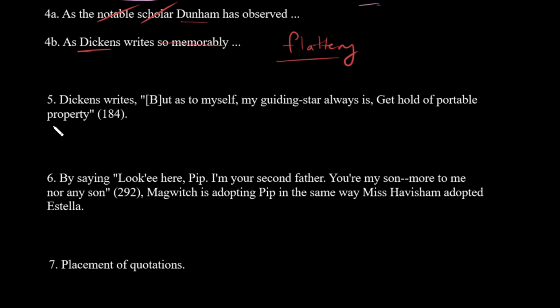Number 5. This is another common one in literature essays, and this is where we have confused the author with the character. In this case, it's not Dickens, Charles Dickens, who is saying this in the text, but it's a character called Wemmick. So we should say Wemmick says, and then we have the quotation. So watch out for that. I think this one's fairly easy to avoid. Just don't confuse the author with the character.